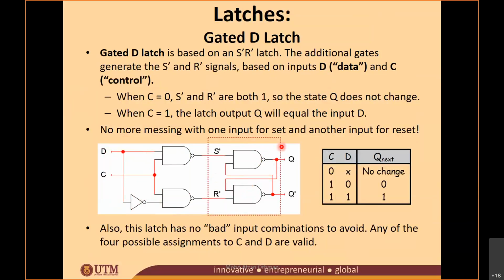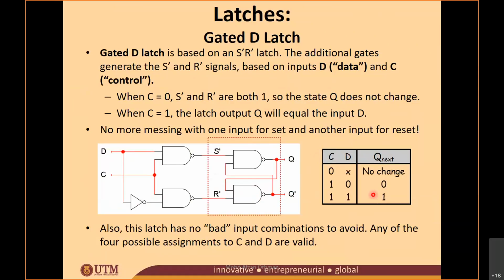Okay, so for the gated D latch, this is what we call here the truth table that you need to remember. Bila control kamu ataupun enable kamu sama dengan kosong, regardless of your D, tak kisahlah D kamu 1 ke kosong, the output will be no change. Okay, if the control is 1, then the output of Q will depend on D. If D kosong, Q next is kosong, D 1, Q next is 1.